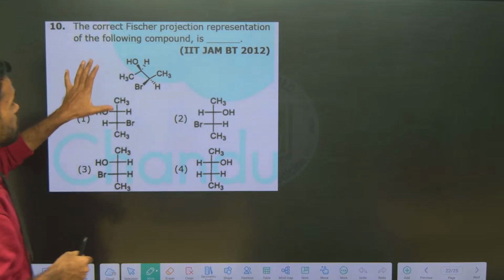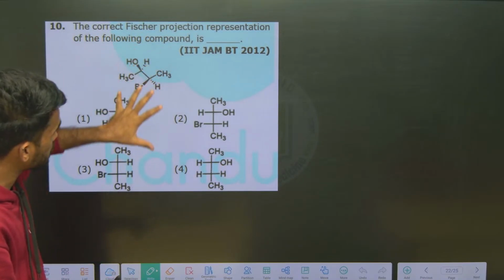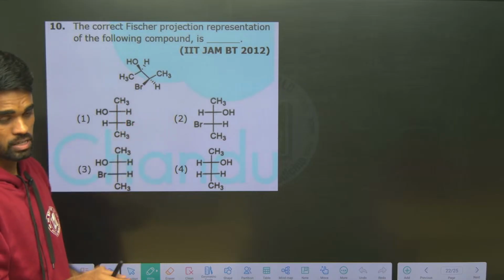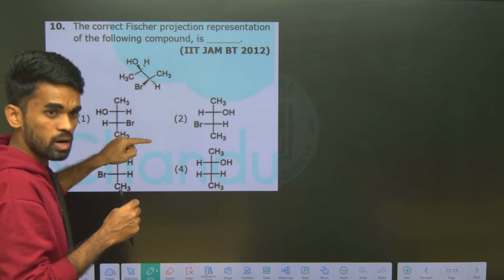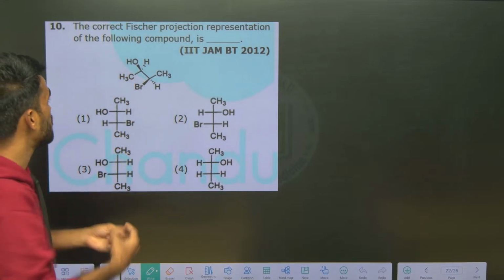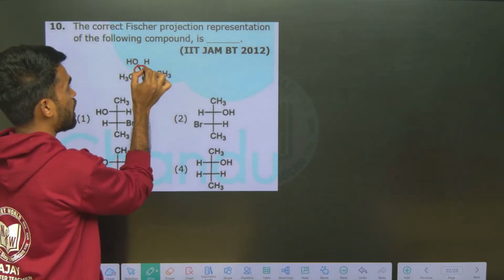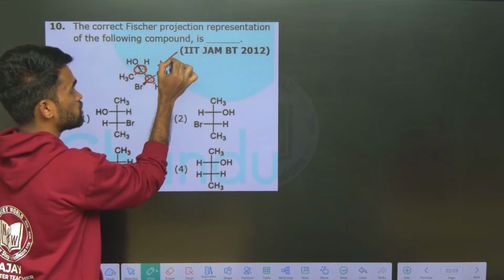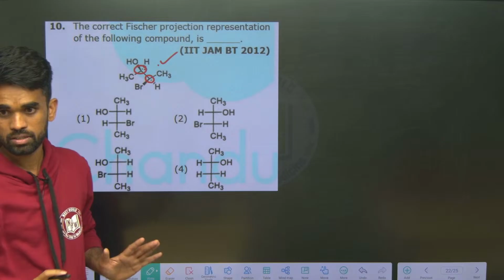When they are giving one wedge notation and asking us to identify its Fischer notation, we can write this form into this form, that is okay, but the best way is to give RS nomenclature at these two chiral centers. Whatever RS nomenclature we get, that should be the same in one of these 4 options. That will be our answer.